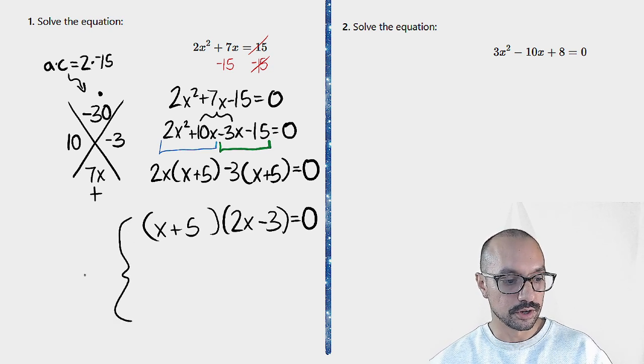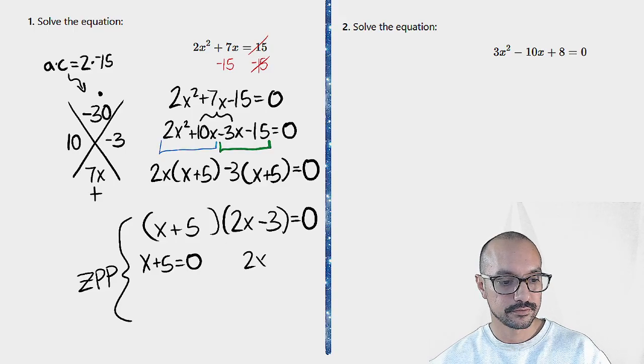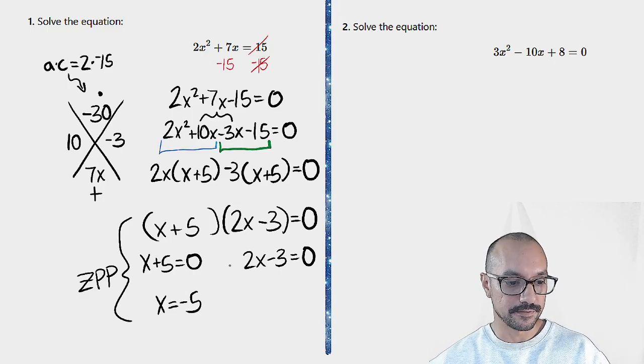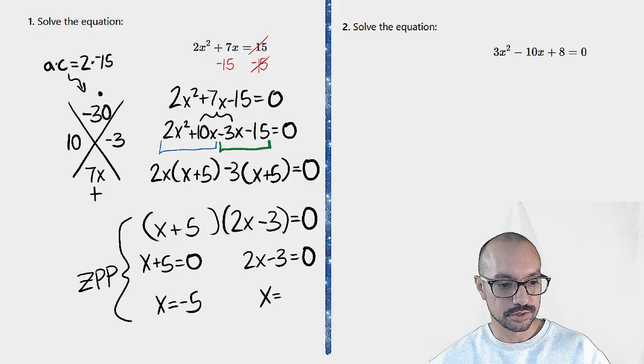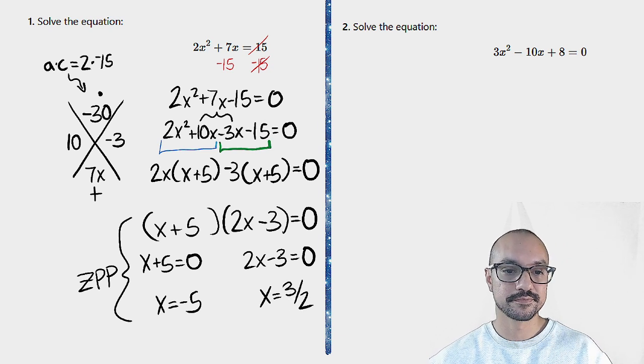We are good to go with our zero product property step. I like to call it ZPP for short. So we can go ahead and set each of these factors equal to 0. All right, and now we have these linear equations to solve. So one of our solutions is x equals negative 5, and our other solution is going to be x equals 3 halves.